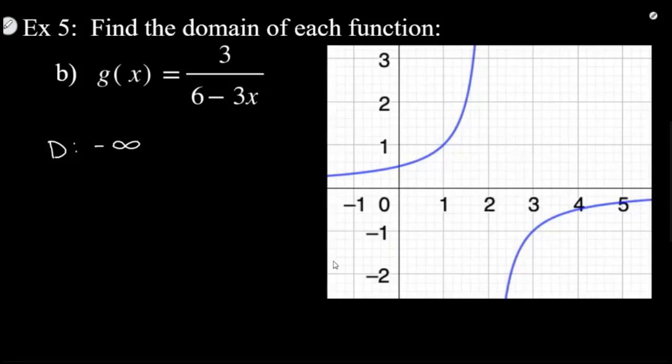Now, we do have a problem though. Where is the problem as far as the x values? Do you see how there's this spot right here in the middle where the blue curve goes up on one side and down on the other side, and there's no value when x equals 2? If you look at this equation, do you see that there's a problem if x equals 2? This would be 6 minus 6. And so there'd be 3 divided by 0. And remember, in math, we cannot divide by 0. You just can't do it.